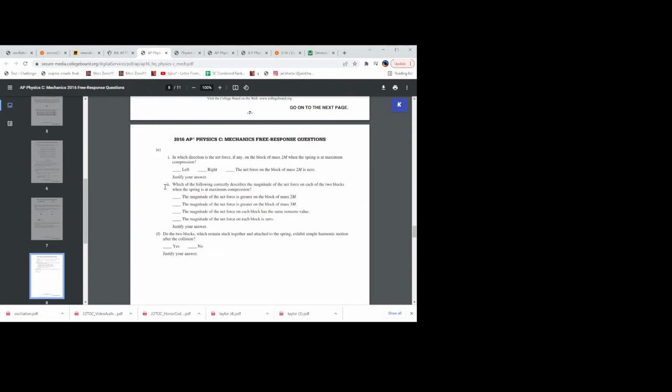Okay. Now, do the two blocks, which remain stuck together and attached to the spring, exhibit simple harmonic motion after the collision? What would have to be true for them to exhibit simple harmonic motion? That's probably a good place to start. Well, one of the defining characteristics of simple harmonic motion is that... So, okay, what could be used? It could be the period or like omega.